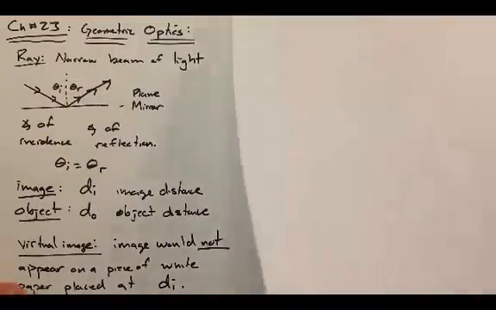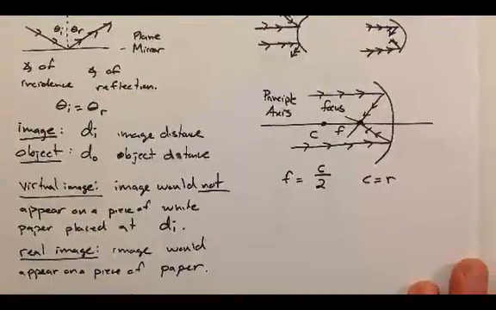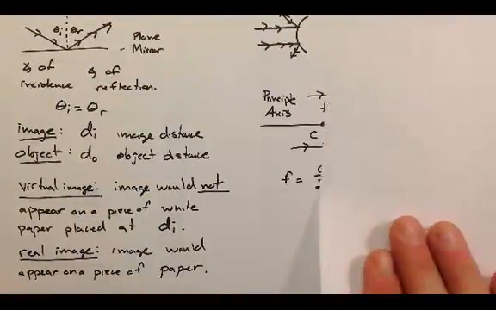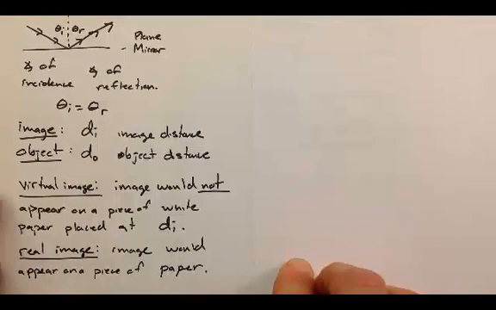Now, a little bit more terminology here. Let's talk about virtual images and real images. Let's cover that up for another minute here. So, a virtual image is an image that would not appear on a piece of white paper placed at the image distance. Whereas a real image, the image would appear on a piece of paper.